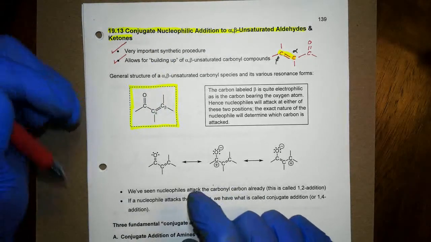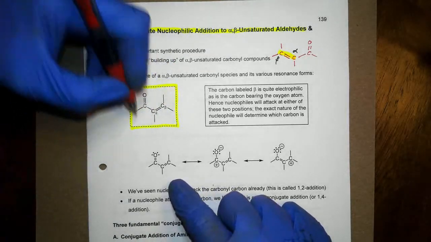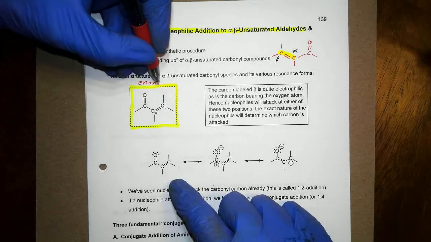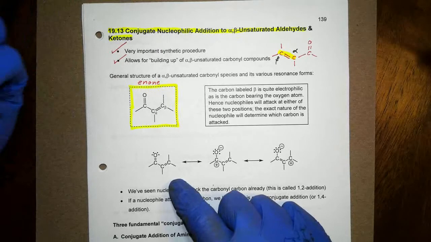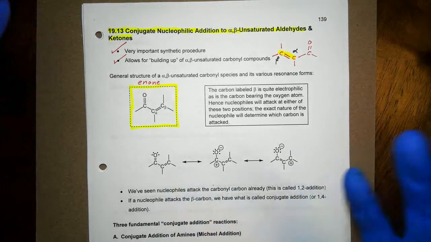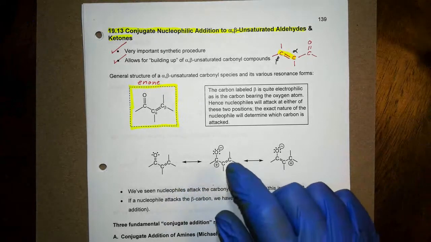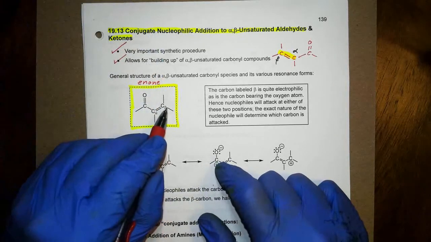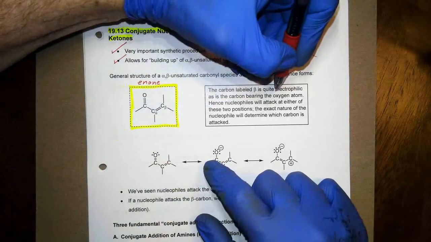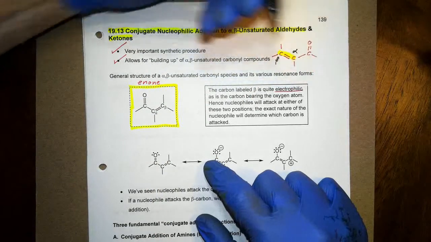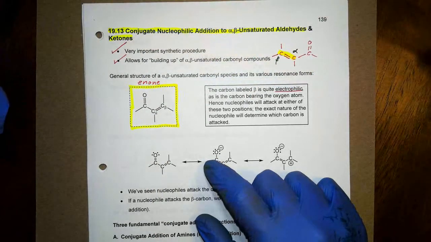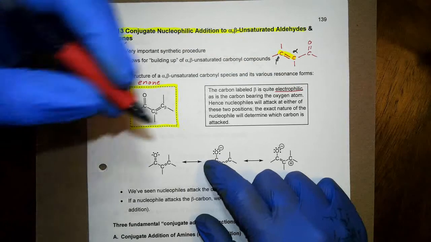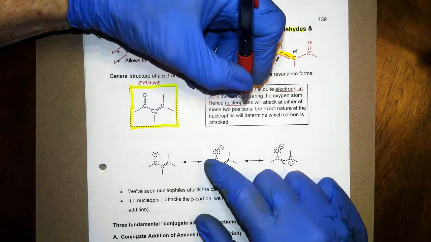Now, it's a pretty busy term. We can also call these enones, right? This is known as an enone, an example of an enone. But what's the big deal here? The carbon labeled beta is highly electrophilic, for reasons you'll see when we draw the resonance forms. And therefore nucleophiles can attack there.